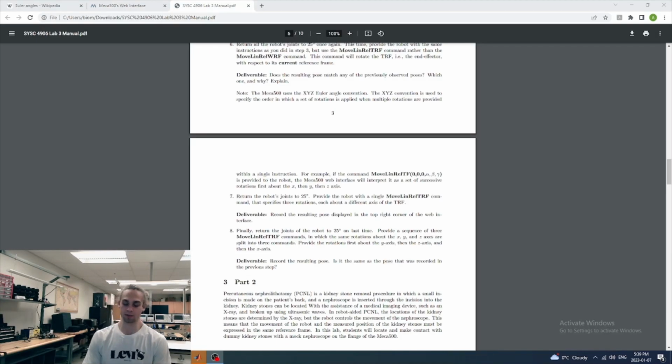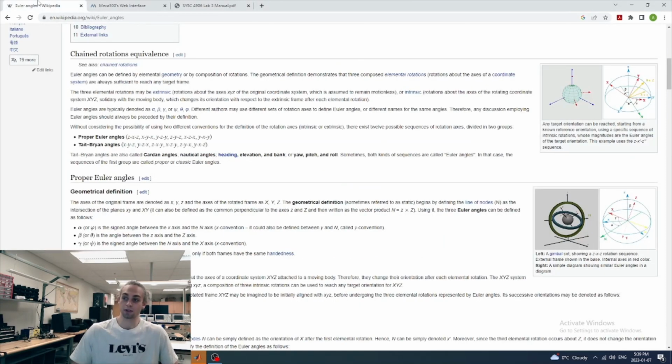Okay, so we do have another small activity for part 1, and that is to acknowledge the fact that the Meca robot specifically uses the X, Y, Z Euler convention. And this is just another important thing to note because the XYZ convention is part of a set of possible options that is completely separate from the current and fixed frame conventions. The current and fixed frame convention is one thing that we have to keep in mind.